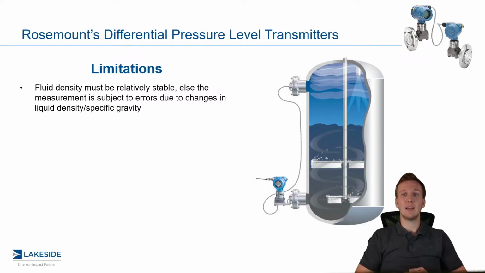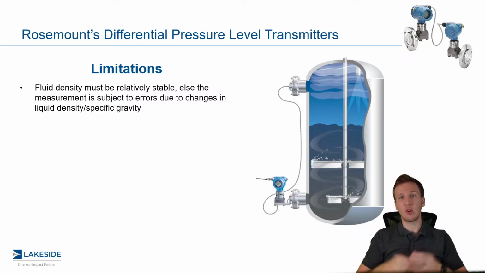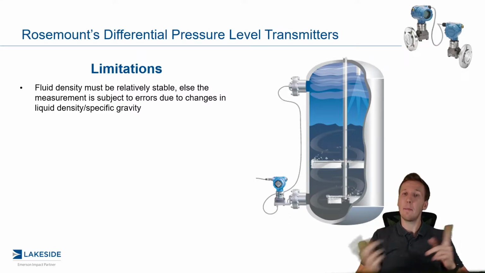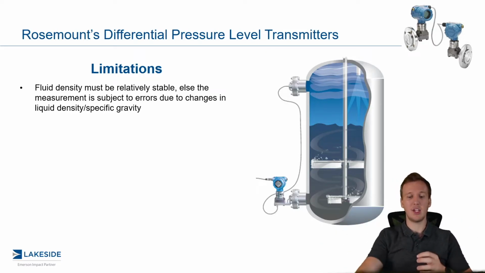That is just one of the assumptions that goes into configuring a DP level transmitter. And if you have an application where precise level is very important, regardless of pressures and temperatures, it might not be an area for a DP level transmitter. Of course, it all depends on the specific application.